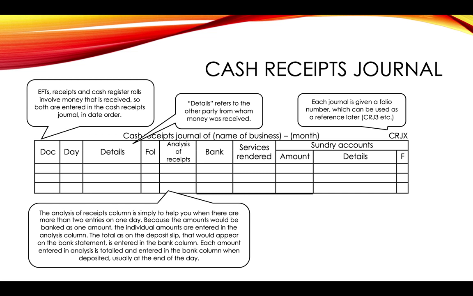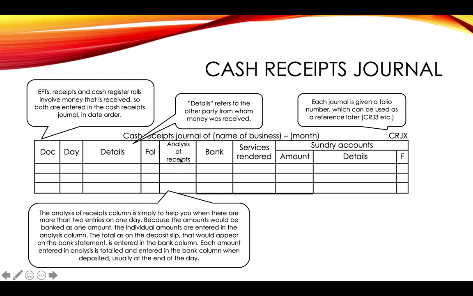So all of these entries will go straight into the analysis of receipts column, and then at the end of the day, or maybe even at the end of the week if you're a very small business and can't get to the bank every single day, when you go to the bank you will then total up the analysis of receipts column for that day or for those few days, and then the total amount will go into the bank column. So this bank column over here is actually representing everything that happens with the bank account, and analysis of receipts is tracking your hard cash in your business.